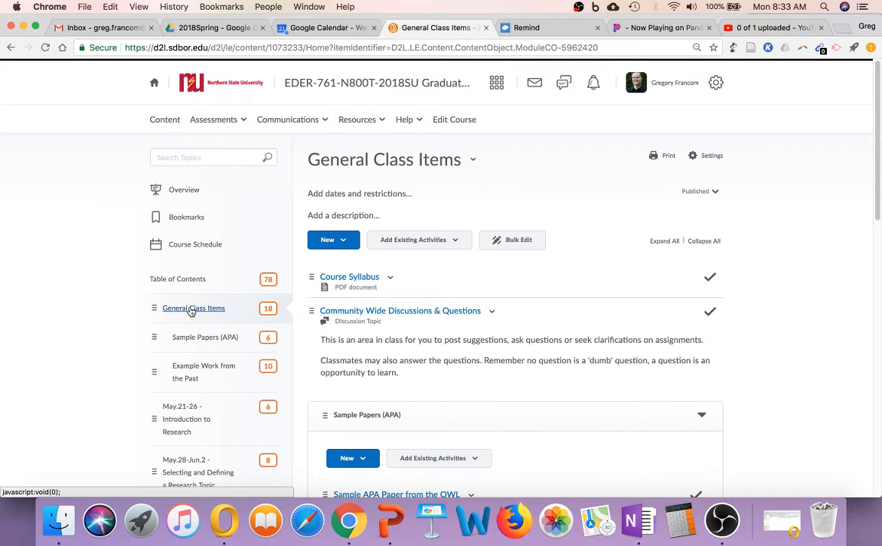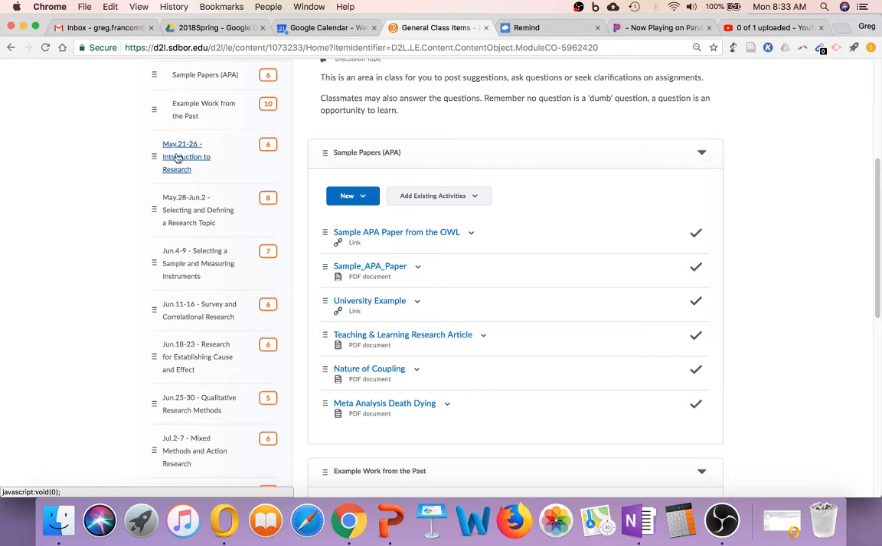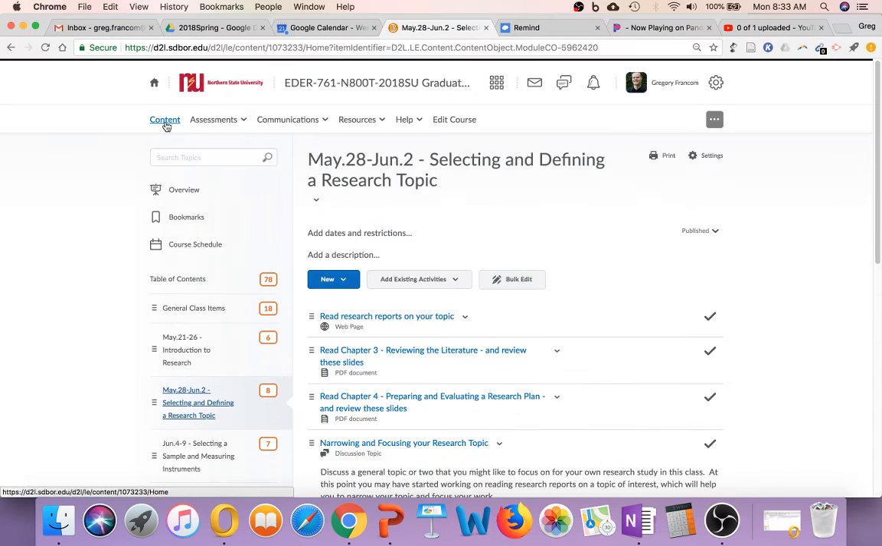So those are some general class items. And then if you notice, below the general class items you have each week of the class. This is this week, May 21st through the 26th. It tells the topic of the week, and then within this week, or within every week, it will tell you exactly what you need to do to complete during that week. This is all again under the Content tab. So make sure you take a look at that.